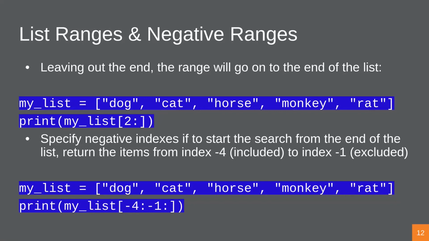Here's some more examples on some lists. So we can go from position 2, and leaving this blank would mean to the end. We can run a list from the -4th position to the -1 position. Okay, so we can access the list items based on indexes.